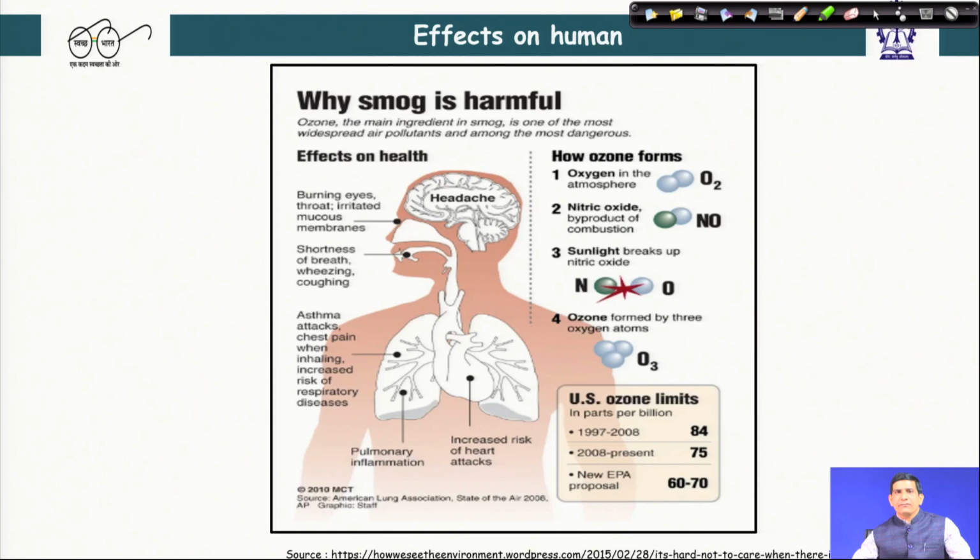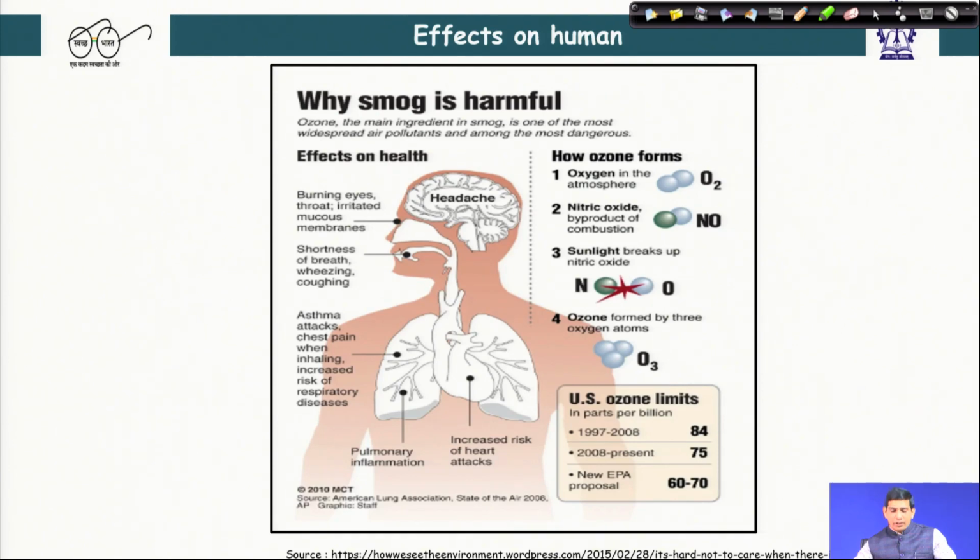Smog is formed because of ozone and NO present. Ozone is the main ingredient in smog, one of the most widespread air pollutants and among the most dangerous. We already talked about how ozone forms. You have oxygen in the atmosphere. You have nitric oxide, NO, which is a byproduct of combustion. You have sunlight, which breaks down the nitrogen dioxide: NO2 goes to NO plus oxygen. Now that free oxygen combines with atmospheric oxygen, so you will have three oxygen atoms together, and that is your ozone.